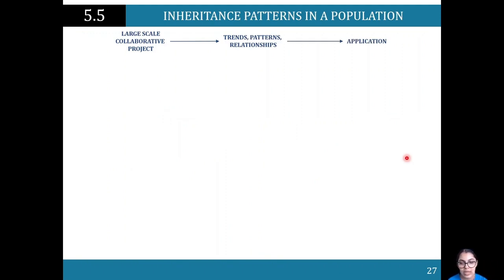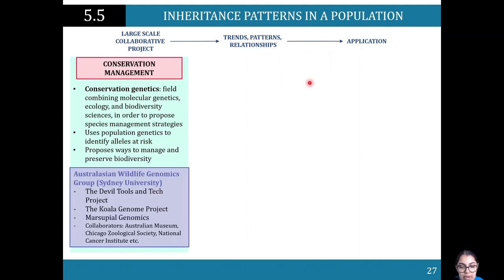So this is what you're going to do. You're going to look at large-scale collaborative projects. You're going to look at how they have identified trends, patterns, and relationships, and how they have applied that to have outcomes. So essentially, there are 3 processes that we're going to look at.